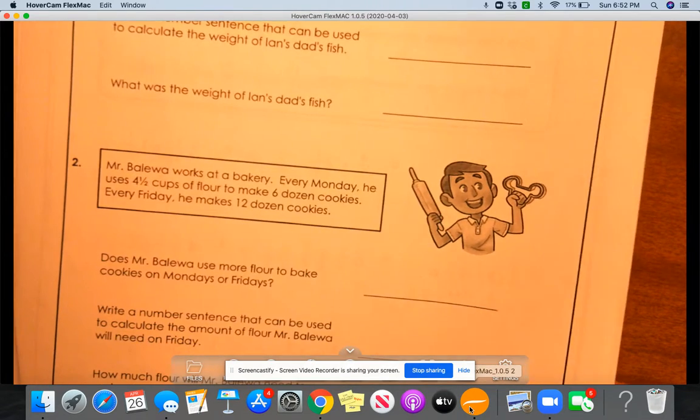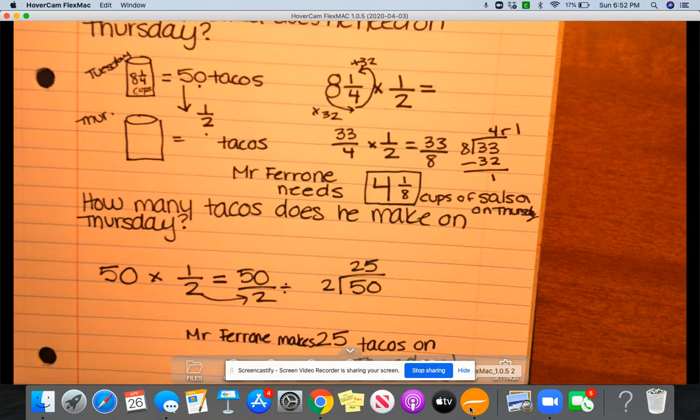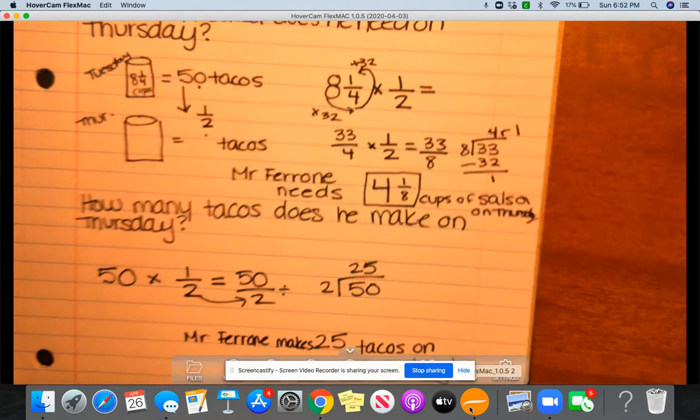After you finish this, move on and do your exit ticket. I am looking for you to really show your work with your exit ticket.